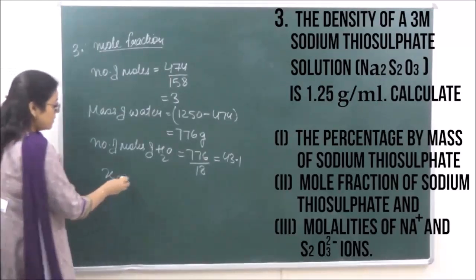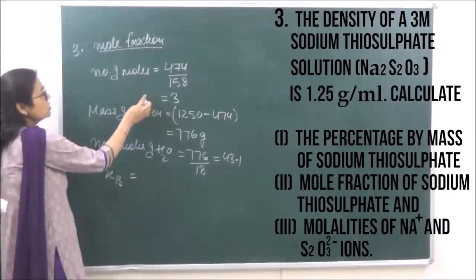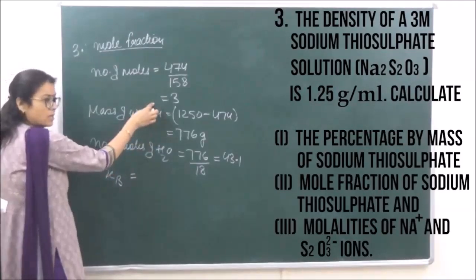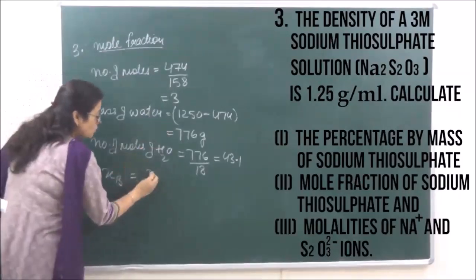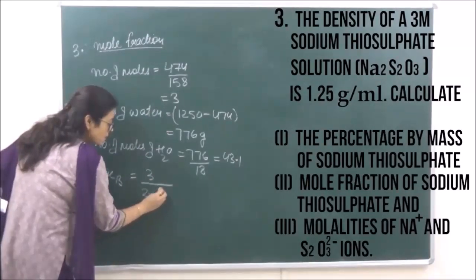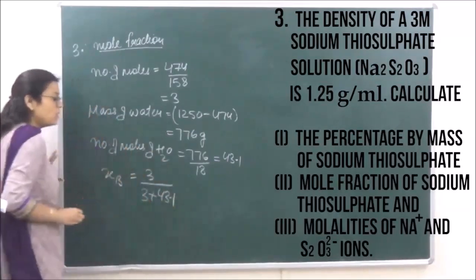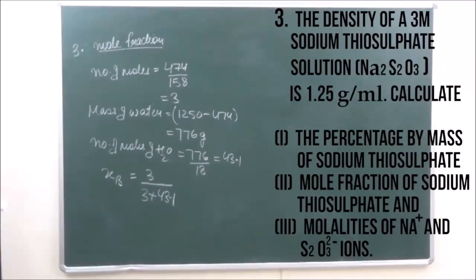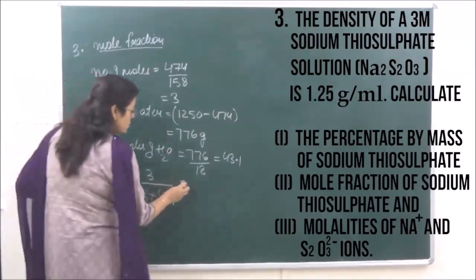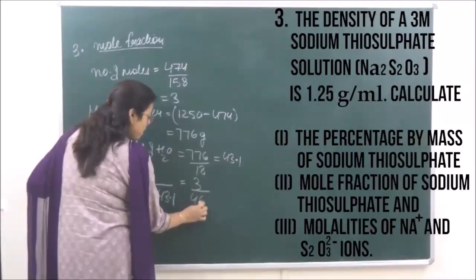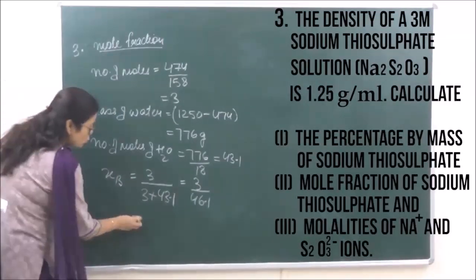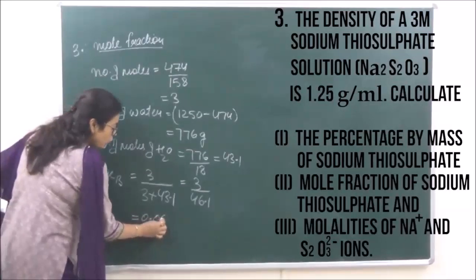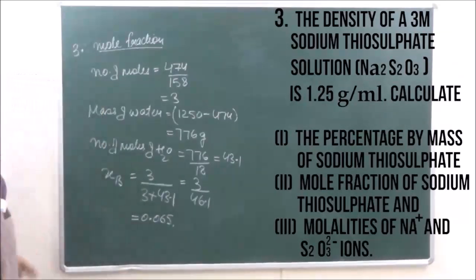So Xp will become equal to number of moles of this upon total number of moles. What is it coming? 3 upon 3 plus 43.1, so this is coming as 3 upon 46.1. So this comes to 0.065. This is the mole fraction of sodium thiosulfate.